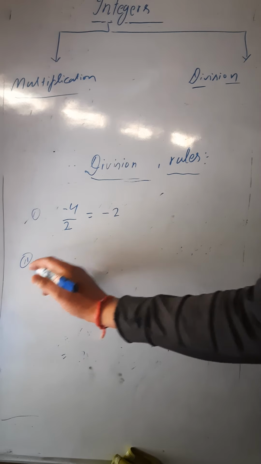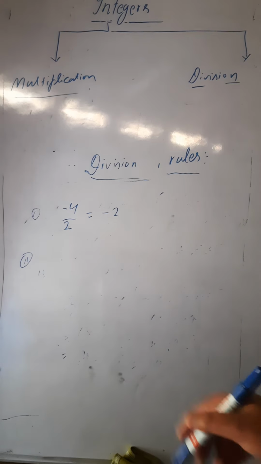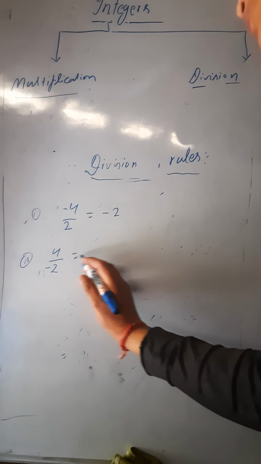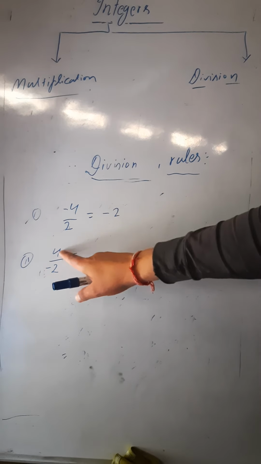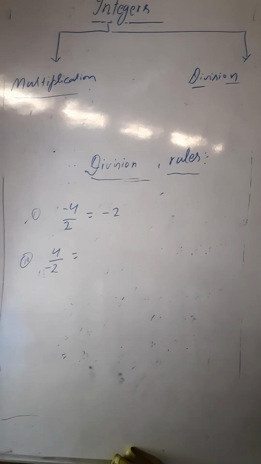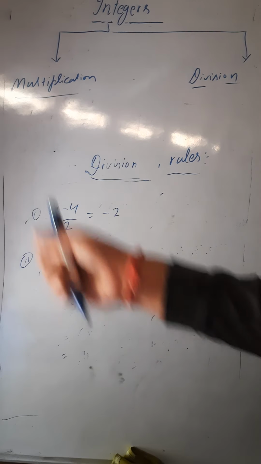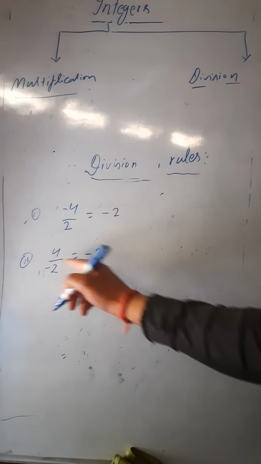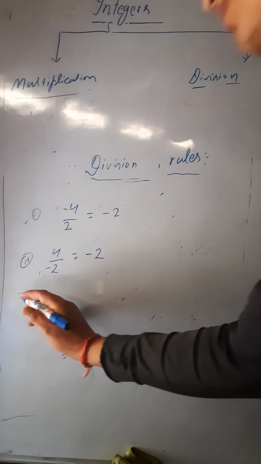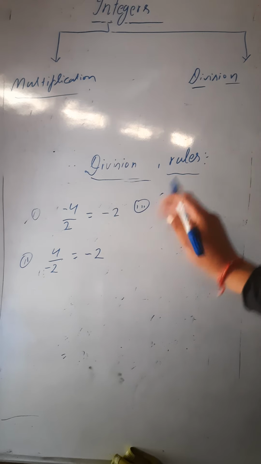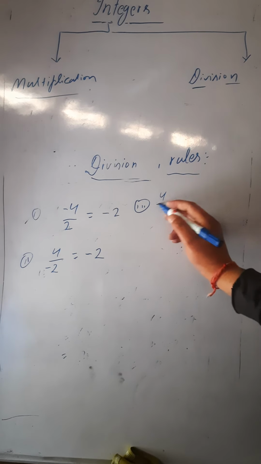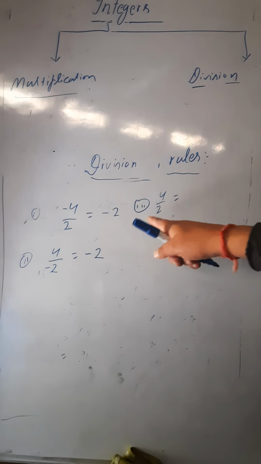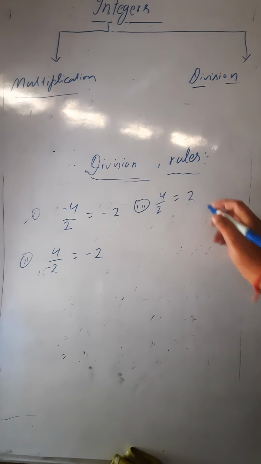Now the second rule is, I am writing 4 by minus 2. Now you can see here the numerator is positive and the denominator is negative. When this is so, the answer is again negative. So we will write here minus 2. 2 2s are 4. Are you getting this? One more, rule number 3. When both are positive, 4 by 2, then it's okay. Both are positive integers. The numerator is positive, the denominator is also positive, so the sign is again positive.